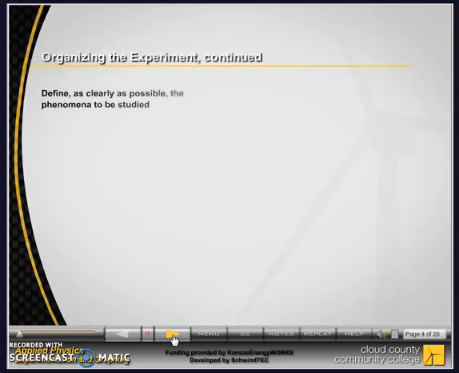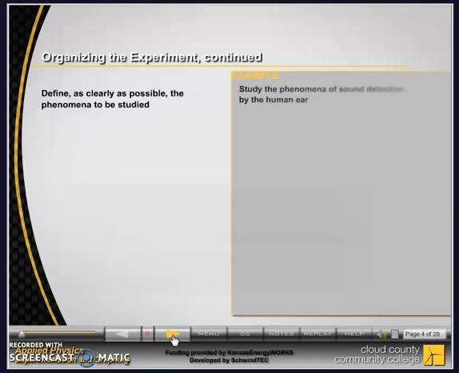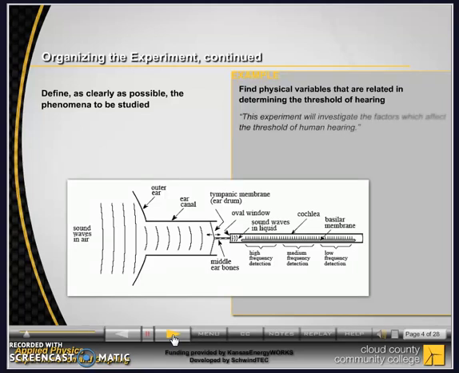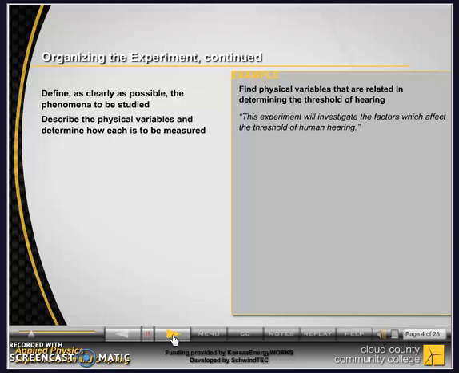Define as clearly as possible the phenomenon to be studied. Suppose you wish to study the phenomena of sound detection by the human ear. More specifically, you wish to find physical variables that are related in determining the threshold of hearing. You might write in your laboratory notebook something like, "This experiment will investigate the factors which affect the threshold of human hearing." Describe the physical variables and determine how each is to be measured.